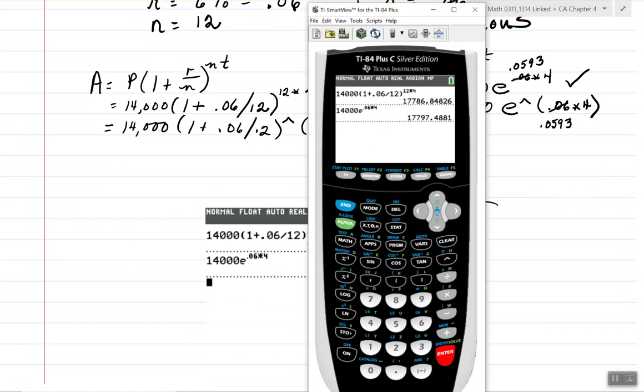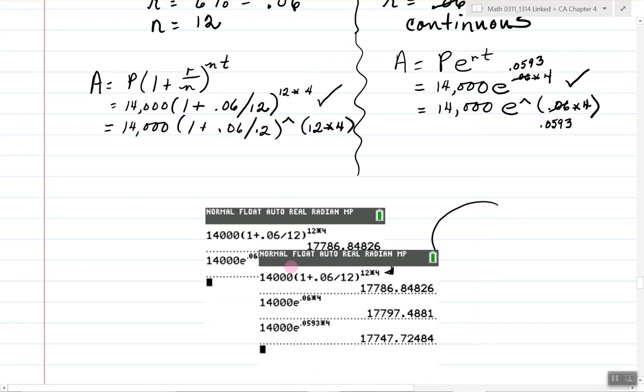Let's go back to the calculator and do 14,000 times e to the 0.0593 times 4. Whoops. All right. This is the corrected one. This is wrong.